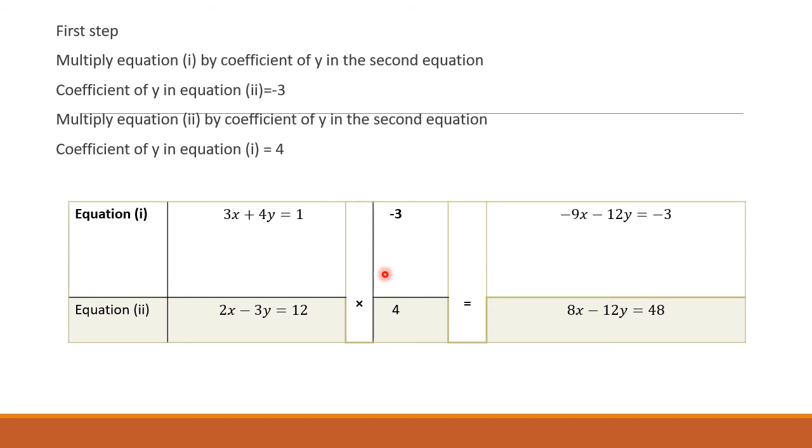So what is the second equation? The second equation will become 4 times 2, which gives us 8. 4 times negative 3 gives us negative 12. And then 4 times 12 gives us 48. So we have now multiplied.